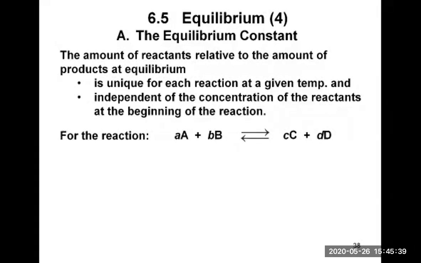So we'll continue with section 6.5 on equilibrium. And this section will introduce the equilibrium constant. So the amount of reactant relative to the amount of products at equilibrium is unique for each reaction at a given temperature. And it is independent of the concentration of the reactants at the beginning of the reaction.